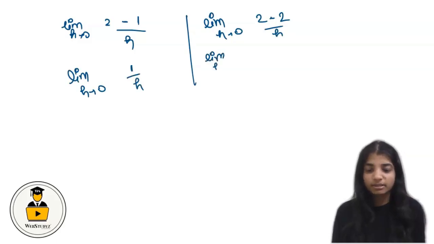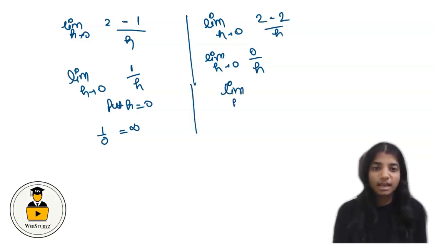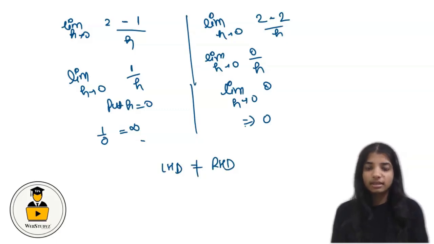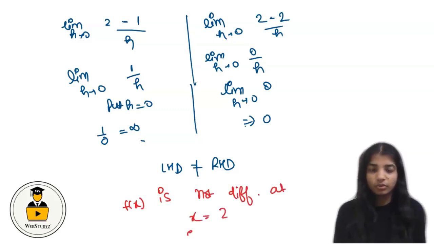And the other is the limit as h tends to 0 of 0 divided by h. Putting h equal to 0, this becomes 1 divided by 0, which is infinity, and 0 divided by something is 0. Here it is infinity, and here it is 0. So we can say that the left hand derivative is not equal to the right hand derivative. So we can say that f(x) is not differentiable at x = 2, hence proved.